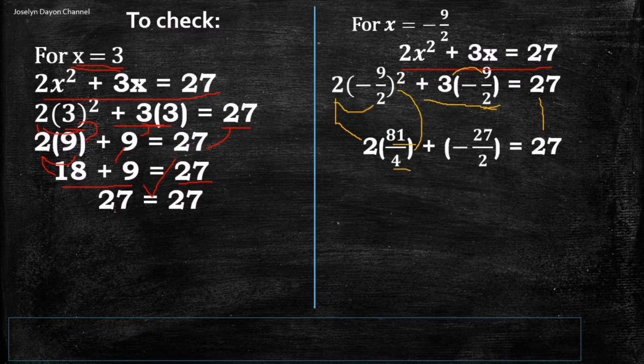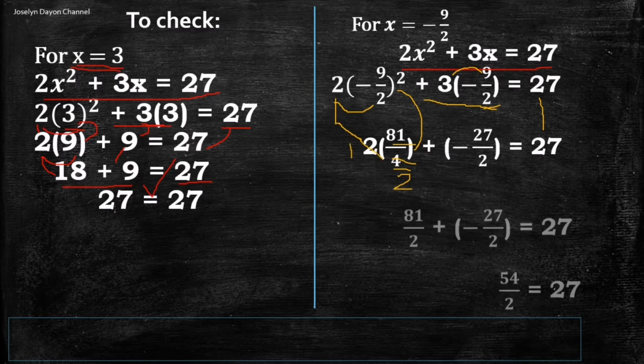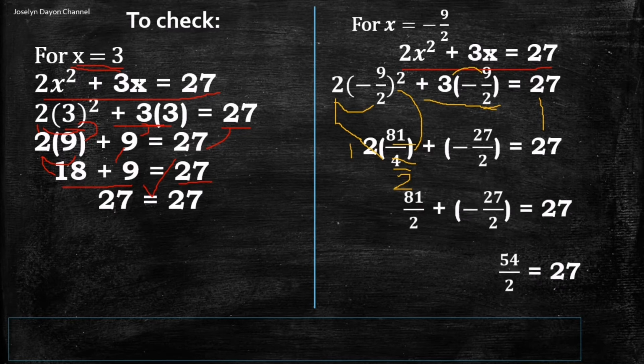So we can cancel out common factors. 4 can be factored out as 2 and 2, so we only have 2. So we have here 1 already. So 1 times 81 is 81 over 2. Next, you copy plus negative 27 over 2, then bring down 27.